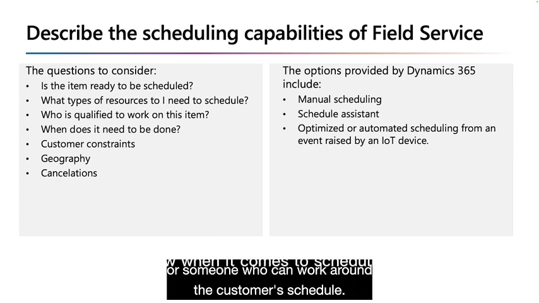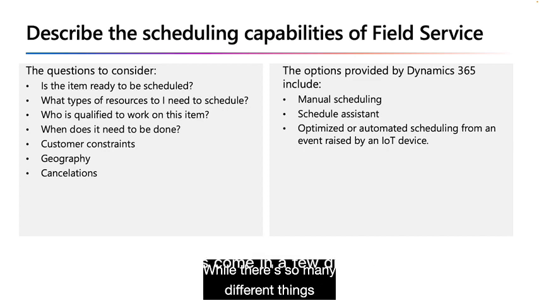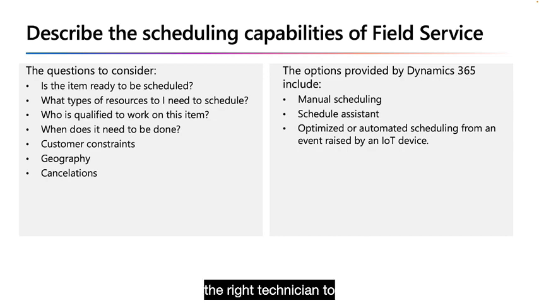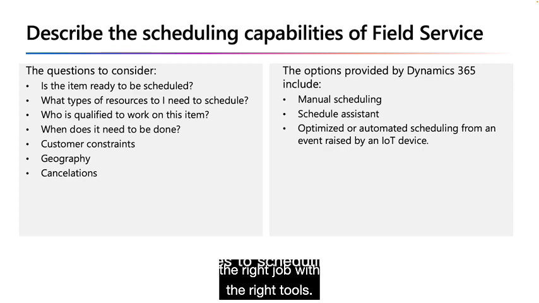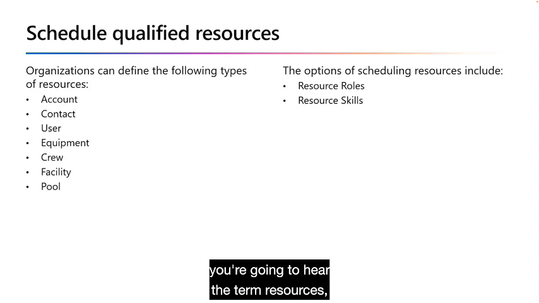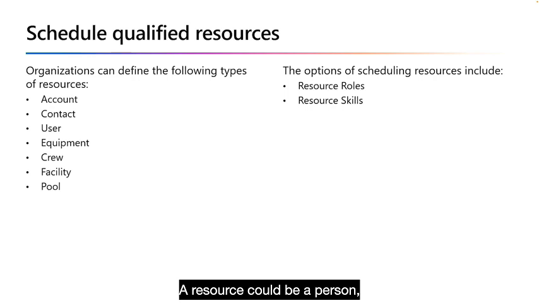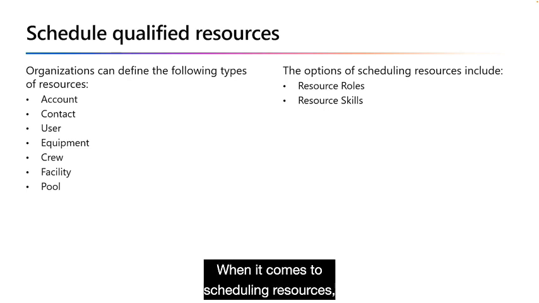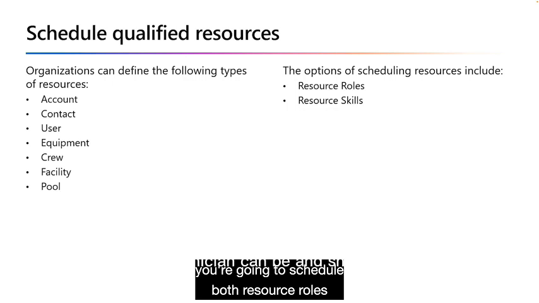Now, when it comes to scheduling, you're going to hear the term resources. And resources come in a few different forms. A resource could be a person, a piece of equipment, or a facility that can be scheduled to work on an item. When it comes to scheduling resources, you're going to schedule both resource roles and resource skills. A resource role, for example, can be something like a developer or a technician. This makes it so you can indicate only certain roles can be scheduled for the work order. So if a senior technician is required, only a senior technician can be and should be scheduled.